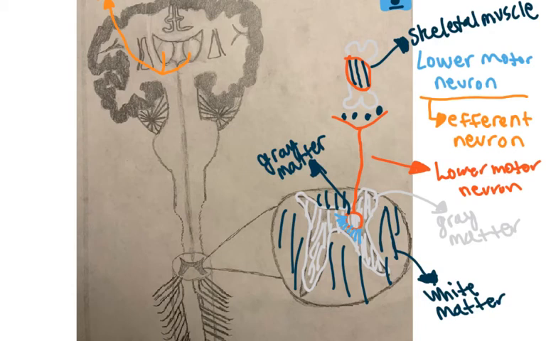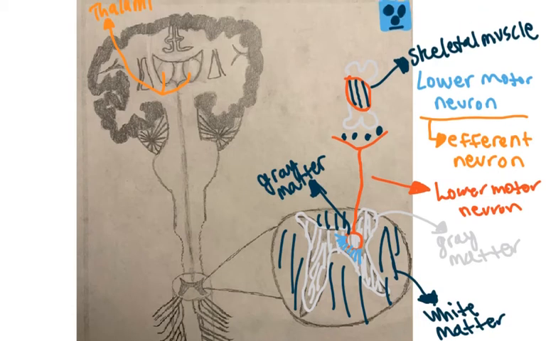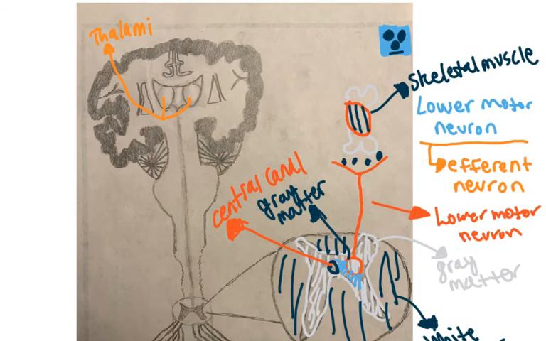Let's look at lower motor neurons in the brainstem. Oh, and also, another thing to point out is we have a small hole there that I didn't draw. It's the central canal of the spinal cord where the cerebrospinal fluid flows through. So it's going to be the central canal of the spinal cord, all right? But anyway, now let's talk about lower motor neurons in the brainstem, right?